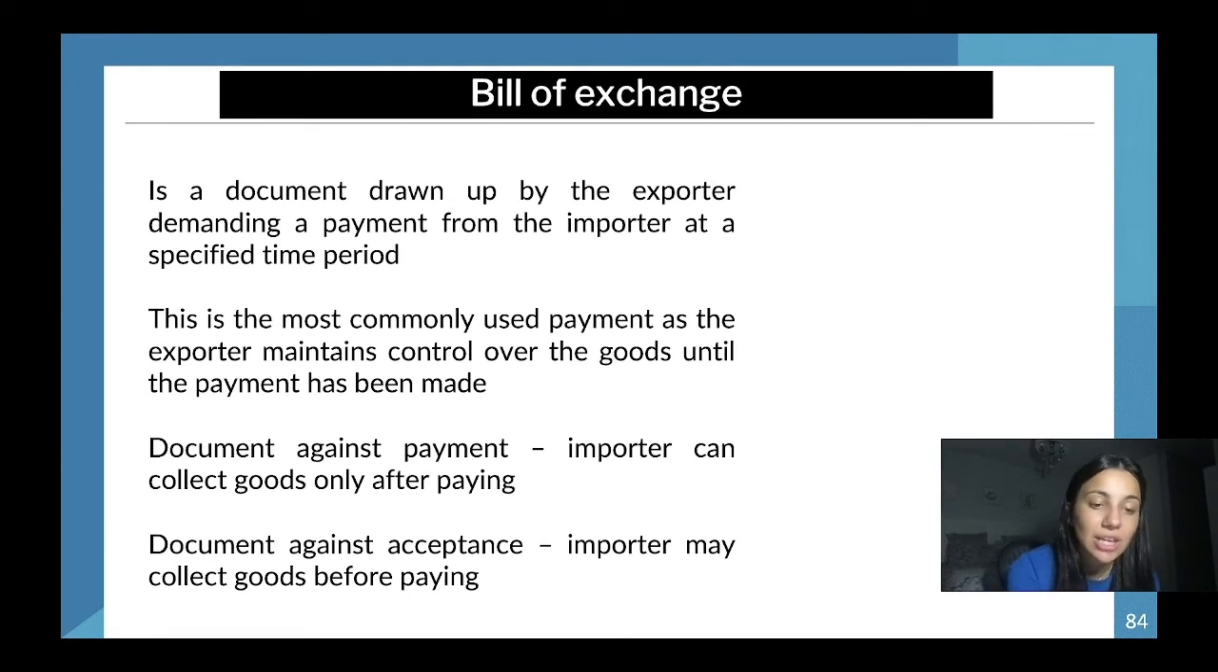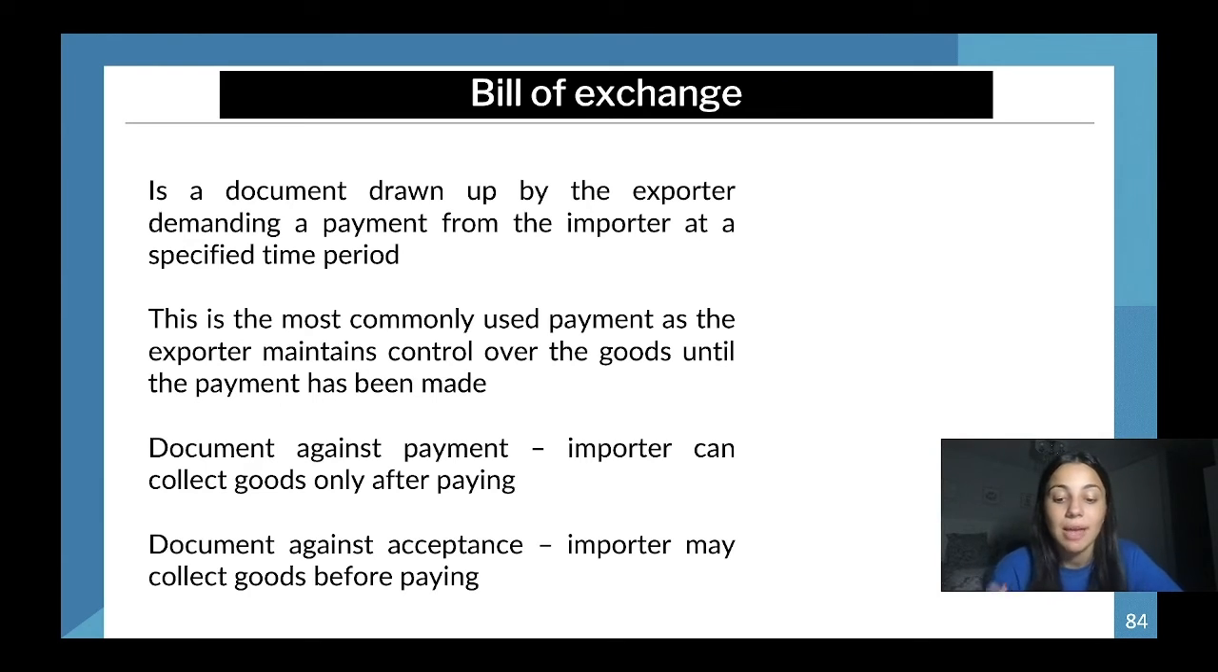And lastly is a bill of exchange. Now this can either be a document against payment where the exporter demands that the importer can only collect the goods after paying, or document against acceptance where the importer may collect the goods before paying. This bill of exchange is commonly used because the exporter gets to maintain control over the goods until the payment has been made, and it's more on their terms, so it's less risky for them. But again, with document against payment where I can't get my goods until I pay, that's a risk. While document against acceptance where I may collect them before paying, that's a good one.